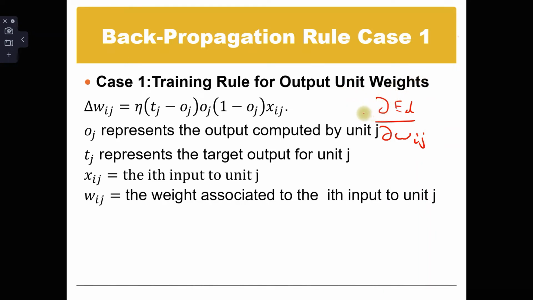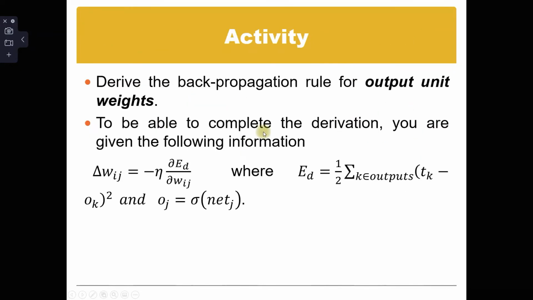The change in the weight is represented not necessarily by del ED by del WIJ, but you also add negative eta, as we did earlier in the gradient descent method. In the gradient descent method, this is what we studied. And what we want to do is run this in such a way that we get this in the end. So the change in the weight is negative eta del ED by del WIJ.